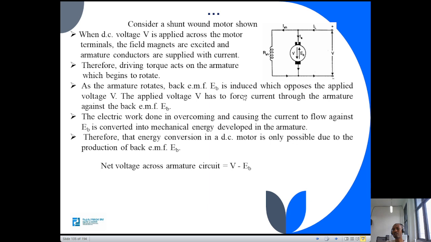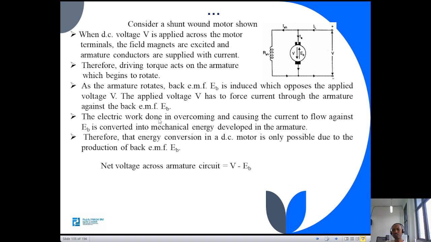So the applied voltage has to force a current through the armature against the back EMF. It has to force this voltage. The applied voltage should defeat this EB, or should be greater than EB, so that the current will start flowing through the armature. Here, this is V applied, and the EB, internal back EMF, is there. When this V is greater than EB, IA will flow inside the machine.